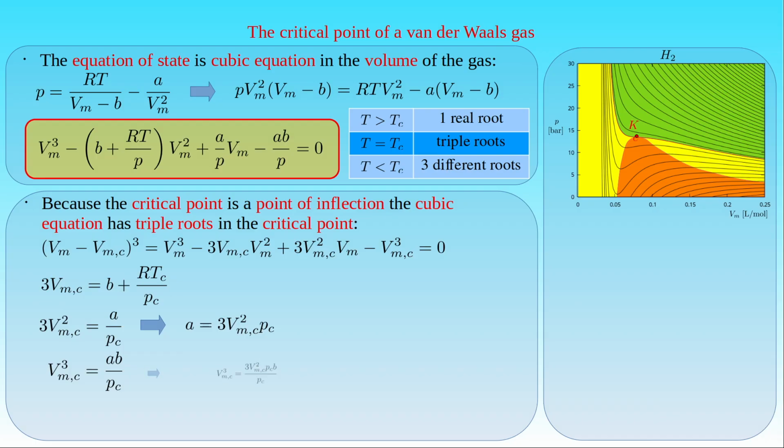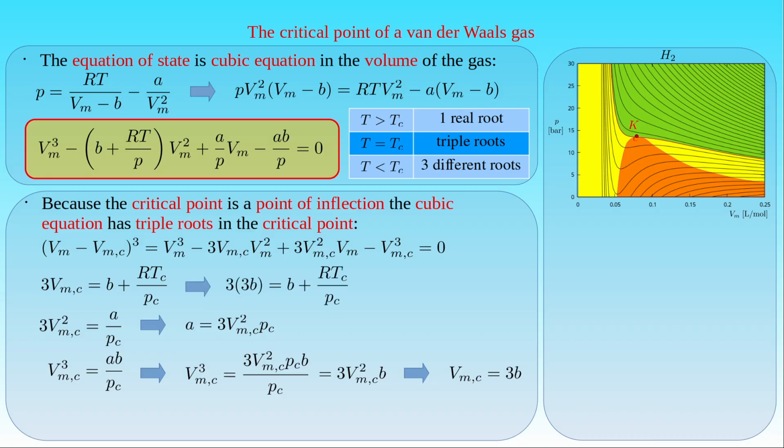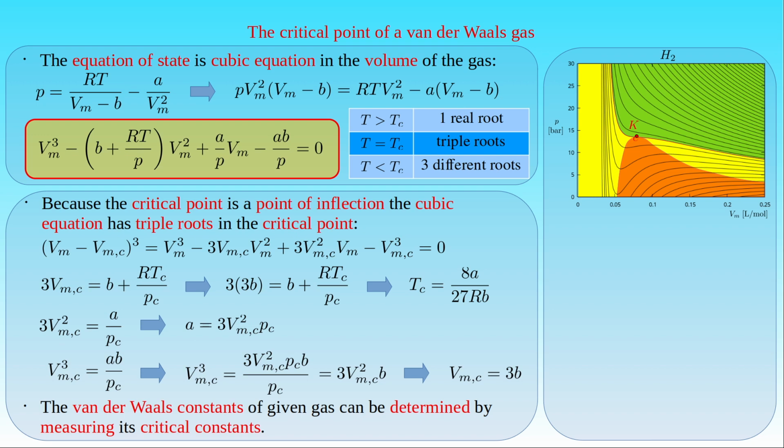If we substitute this result into the third relation, we can write the cube of V sub mc as 3 times V sub mc squared times Pc times B, over Pc, that is 3 times V sub mc squared times B. Then we express the critical volume V sub mc as 3 times the volume correction constant B again. By inserting this formula into the first relation and solving it for Tc, we obtain the ratio of 8 times A over 27 times R times B, as expected. Here we have just re-established that the relations between the critical and van der Waals constants of a gas allow one to determine the van der Waals constants of a gas by measuring its critical constants.